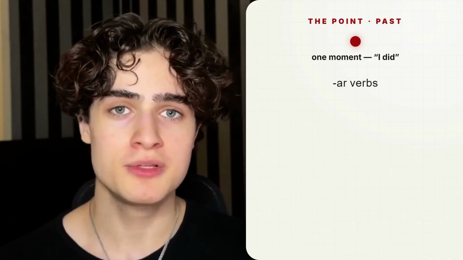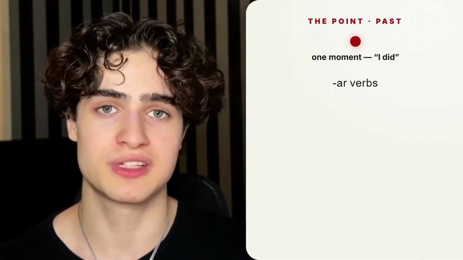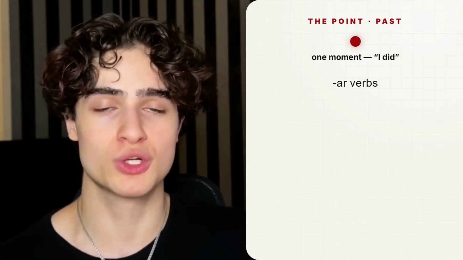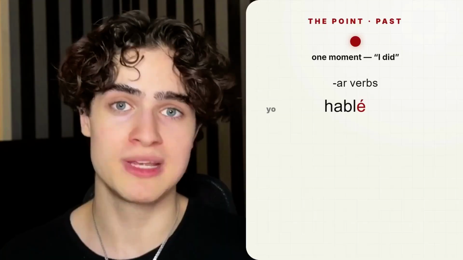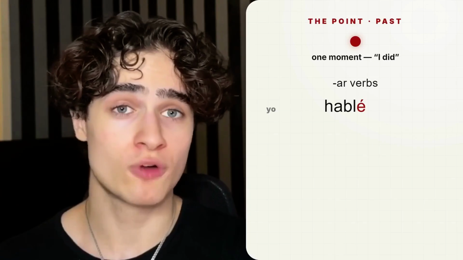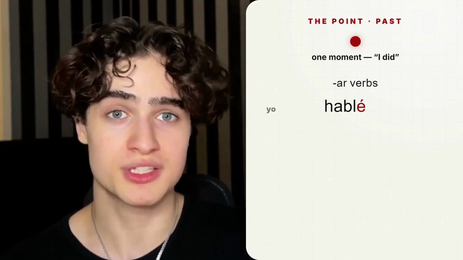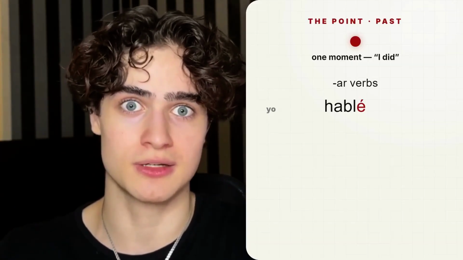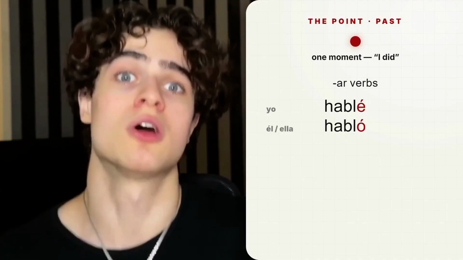Okay. So for AR verbs, for the I form, you take off the R and you put é. And this time the stress will go to the ending as well. So I spoke would be hablé. You take off the R from hablar and put hablé. For he, she, you formal, it's ó. And this time the stress goes to the ending. And notice how it's not hablo, because hablo meant I speak or I'm speaking, right? But in this case, we're saying habló.